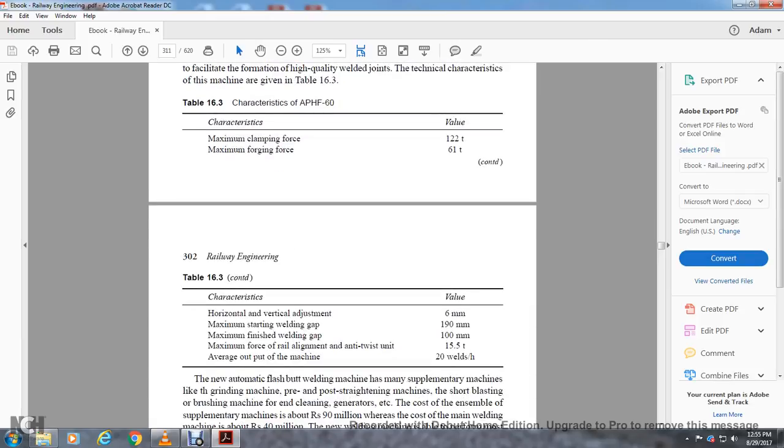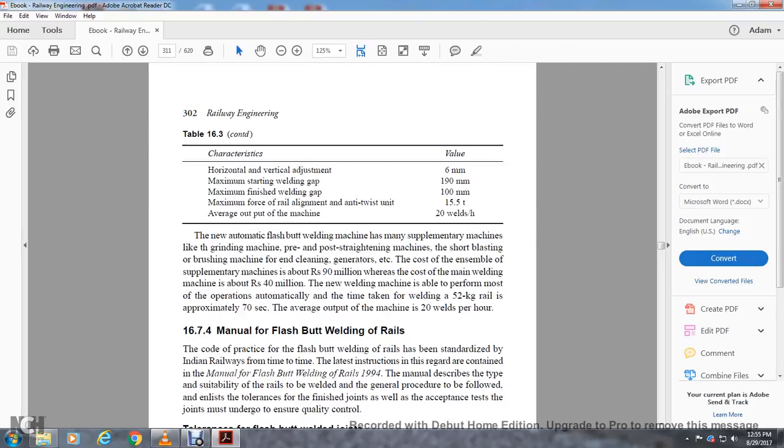Horizontal and vertical adjustment 6 millimeters, maximum starting welding gap 190 millimeters, maximum finish welding gap 100 millimeters, maximum force realignment and anti-twisting unit 15.5 tons. Average output of the machine is 20 welds an hour.